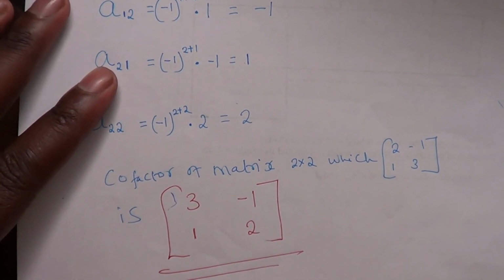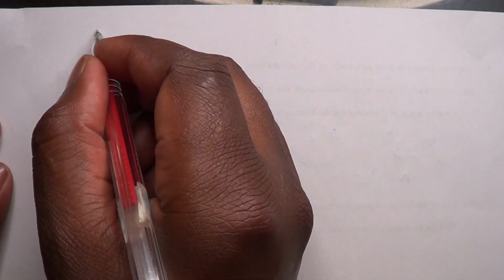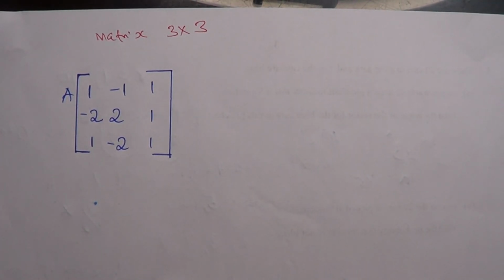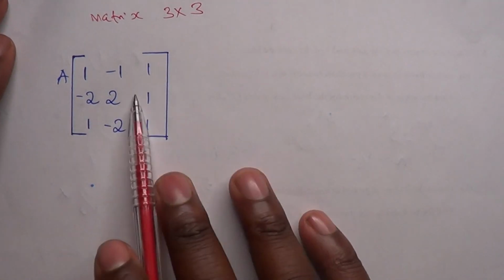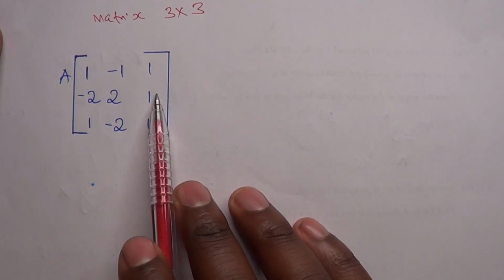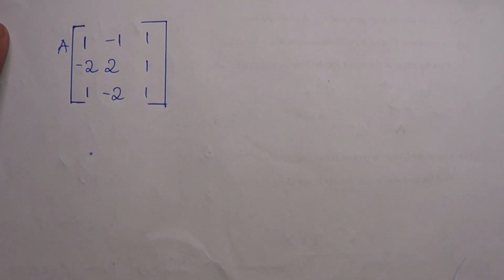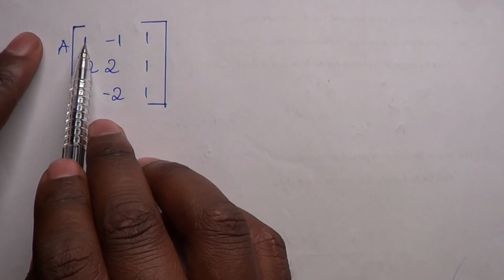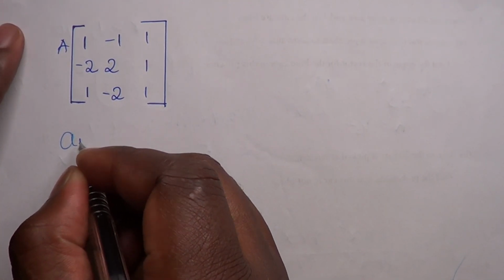Okay, so let us look at the cofactor of matrix 3 by 3. Matrix 3 by 3. This one here is the same method, same way we are going to look at. Okay, so for us to calculate the cofactor of the matrix 3 by 3 here, like this one, the way you have seen it, what we are going to look at first at this point here, same method. Okay, so let us start with this one here. This is the first row, first column of it. Okay, so let us start with first row, that is first row, first column.